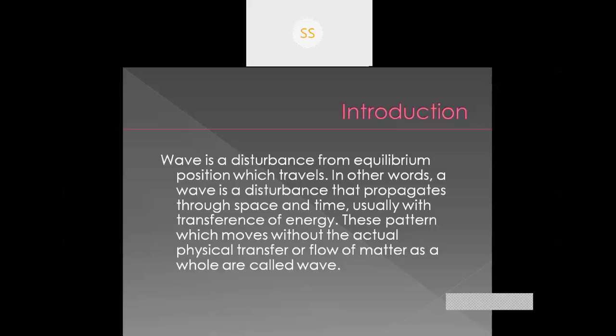In other words, a wave is a disturbance that propagates through space and time, usually with transference of energy. So, propagates means it travels. A wave is a disturbance that travels. Usually transference of energy means when the wave travels, it only transfers the energy. The particles of the medium do not travel from one place to another.